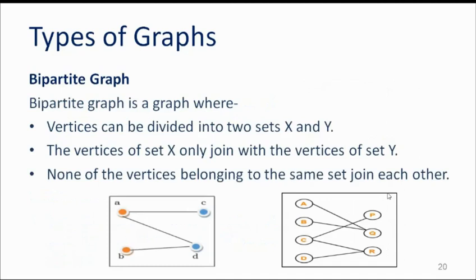Next is a bipartite graph. So what is this bipartite graph? In this, vertices can be divided into two sets, and you can make a mapping between the two sets. Vertices can be divided into two sets, X and Y. The vertices of set X only join with the vertices of set Y. None of the vertices belonging to the same set will join each other. This kind of graph is said to be a bipartite graph.